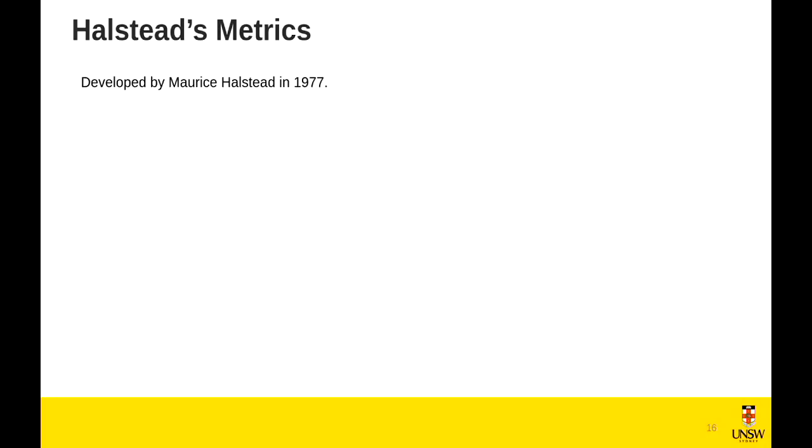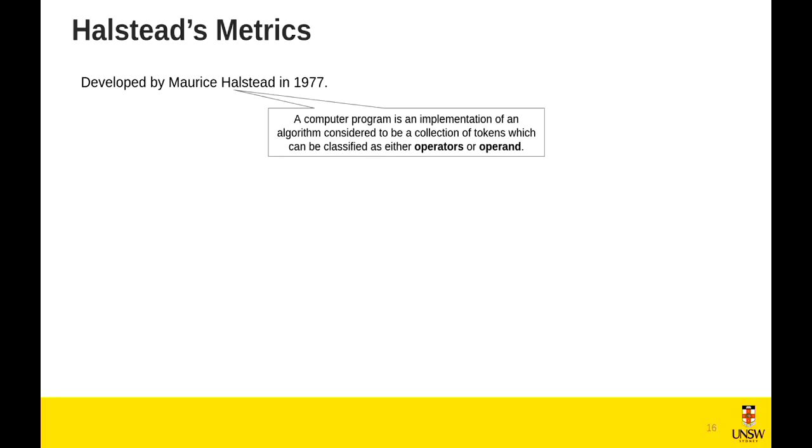That's why we need more metrics, and that's why we have the Halstead metrics. You can tell from the name it's named after some person, and it was proposed in 1977. It's very old, but it is still widely used nowadays. And this is what drives the design of this set of metrics.